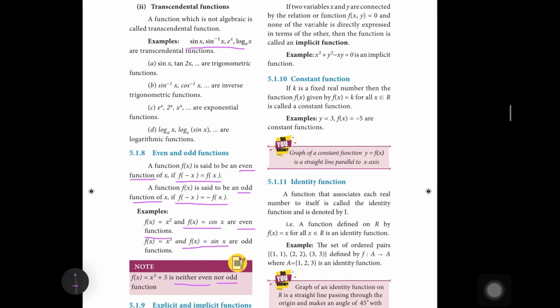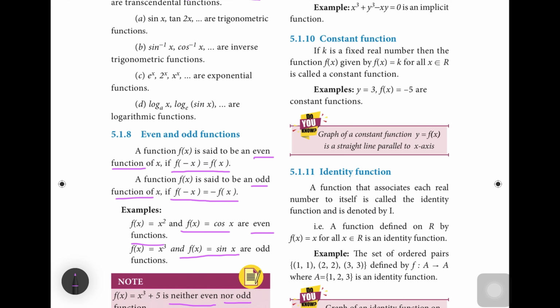Constant function. A function f(x) = k, where k is some constant, is known as a constant function. The graph of a constant function y = f(x) is a straight line parallel to the x axis.